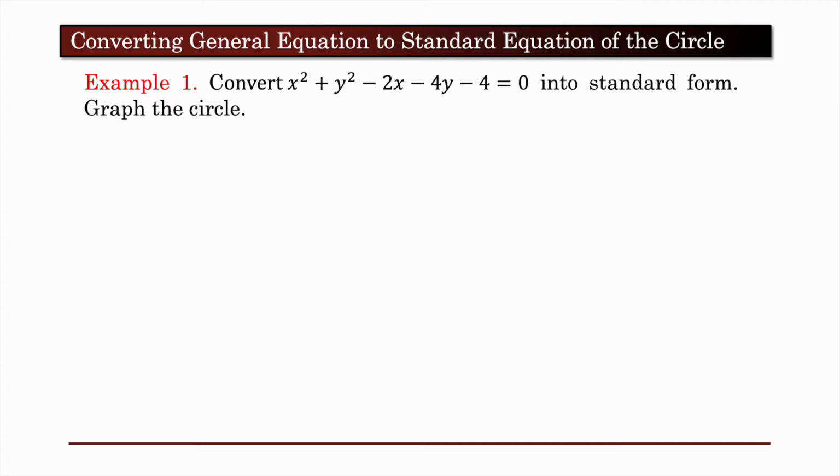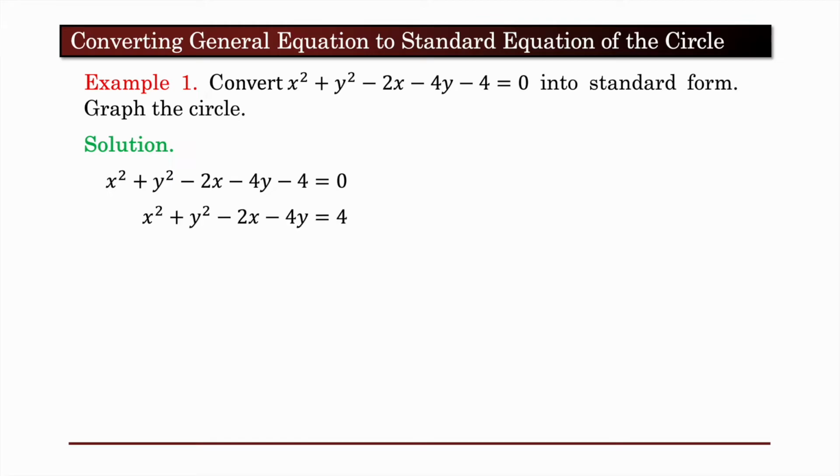Let us give an example. Convert x squared plus y squared minus 2x minus 4y minus 4 equals 0 into standard form and graph the circle. So as a solution, first you have to write the given equation, which is in the general form. Transpose 4 to its right-hand side. Now, as you can see, the coefficients of x squared and y squared, these are the A and B, are both equal to 1. So we have to move forward to step 3.